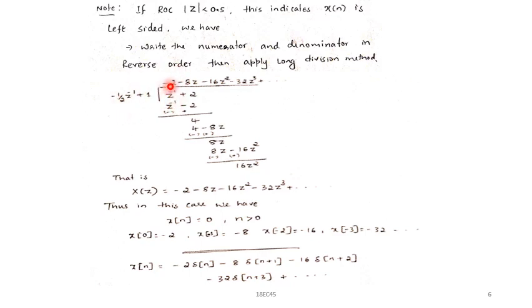So I'll consider minus 2. Minus 2 into this, so this 2 gets cancelled. You'll get minus into minus is plus z inverse. Again minus 2 into 1, so you'll get minus 2. This is minus, this is plus, this gets cancelled. So you'll get 4.